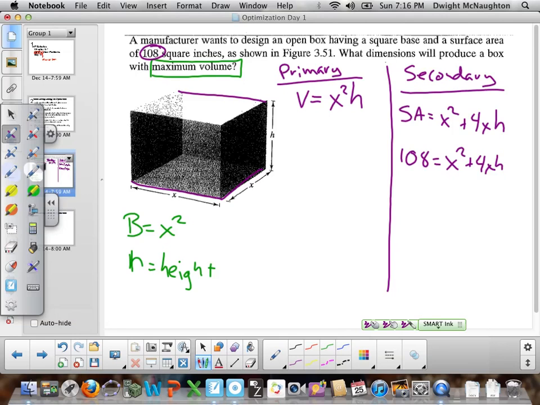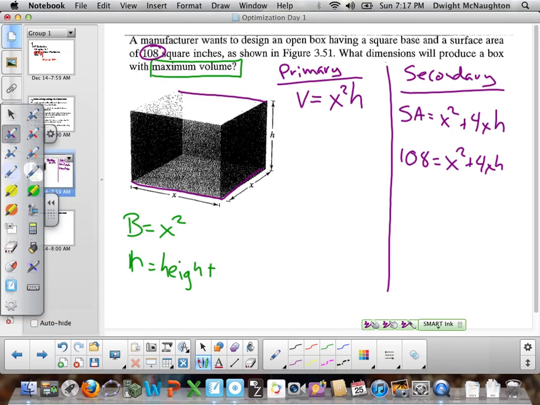Now, I want to solve my secondary equation and put it into my primary equation. So I want to say which variable is easiest to solve for. There's either x or h. Looking at it, I see x squared plus 4x. If I want to solve for x, I need to use a quadratic. I also have an h hanging out there. There's just one h. That's the one that's easiest to solve for.